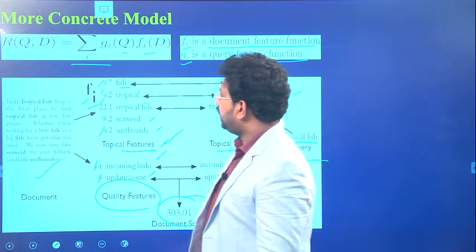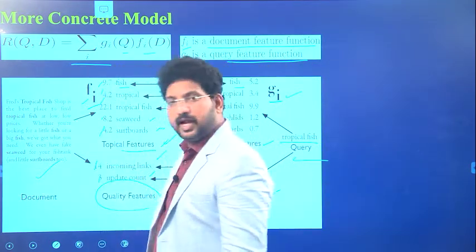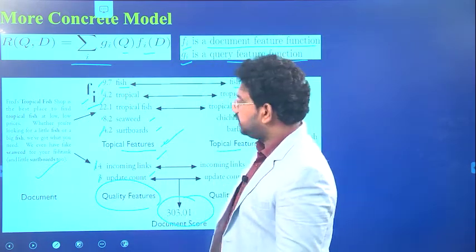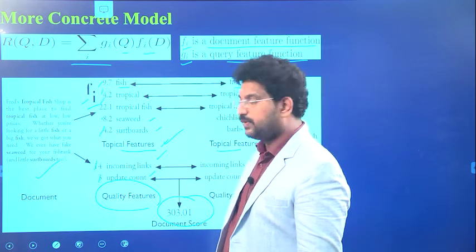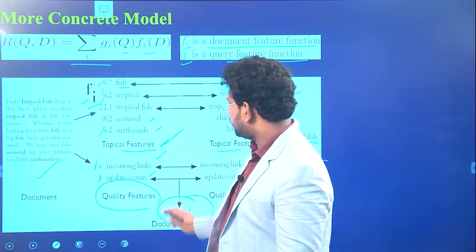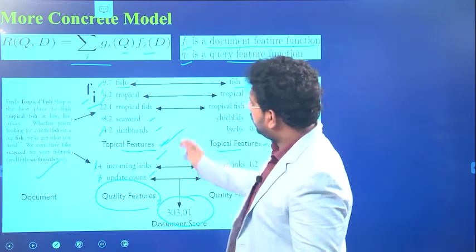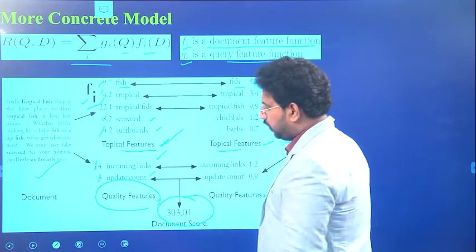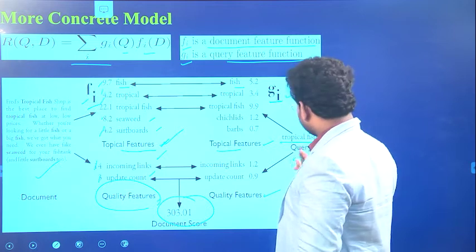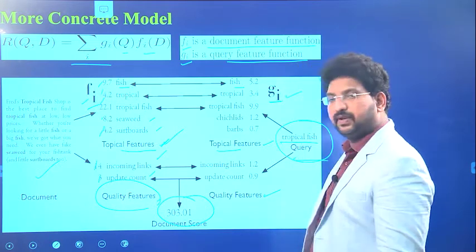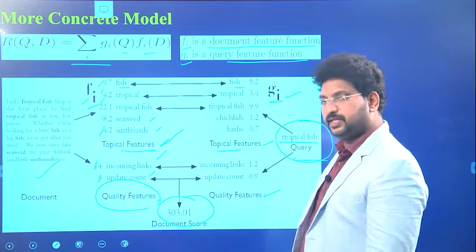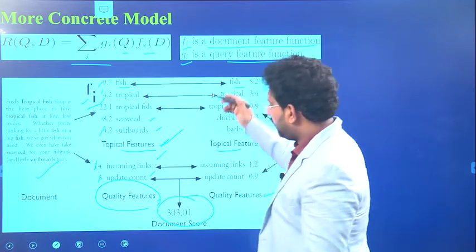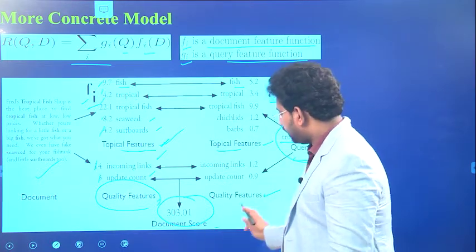Where you will have a document here, and whenever the document is processed, the document features are identified: one is the topical features and another is the quality features. Topical features are about the subject of the document, and the quality features indicate the quality of the document. From the query end also the same process is repeated. The topical features and quality features are identified, and each pair is multiplied, and all the pairs are added to find the final document score.